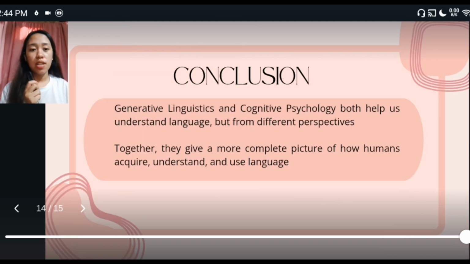In conclusion, generative linguistics and cognitive psychology both help us understand language, but from different perspectives. Together, they give a more complete picture of how humans acquire, understand, and use language.